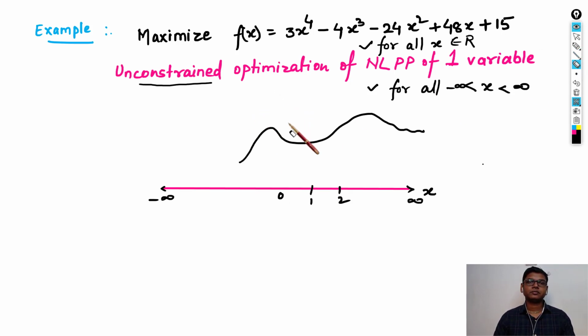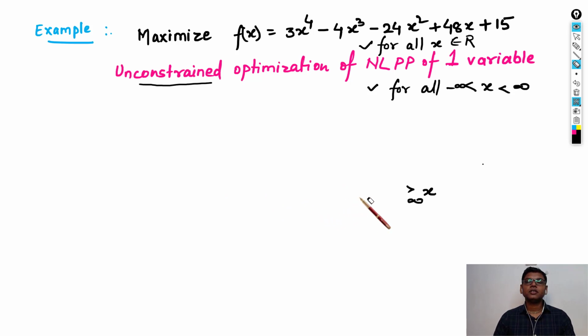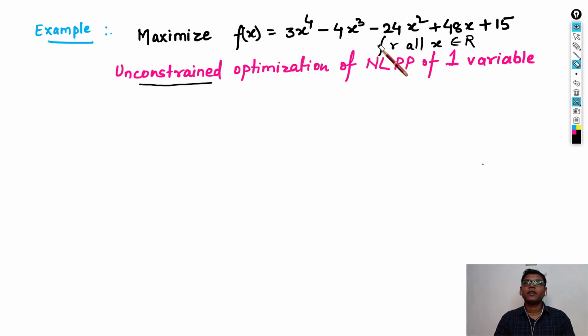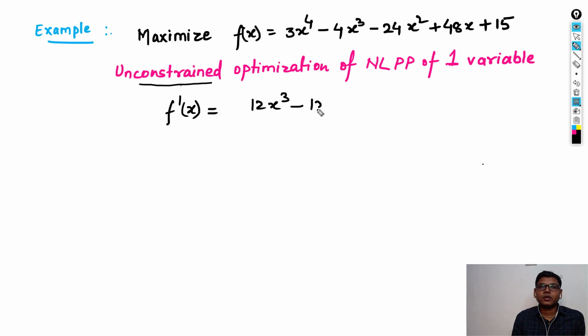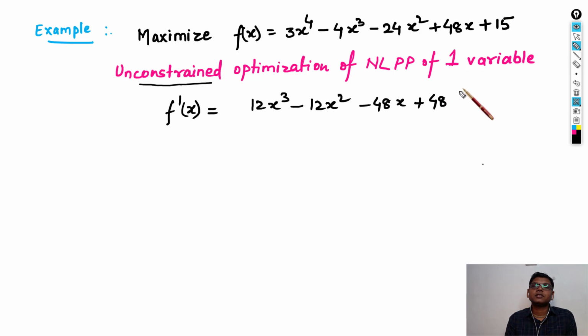So let me erase all this. I think in your first semester you have also studied how we find the maxima and minima of a function. If you have forgotten, there is no problem, I'll discuss it. Let's see, f(x) is given. To calculate the maxima and minima of this function, we calculate f prime x. So f prime x will be 12x cube minus 12x square minus 48x. I am differentiating this with respect to x, plus 48, and the constant is differentiated to 0.